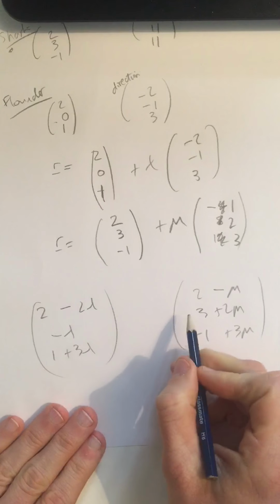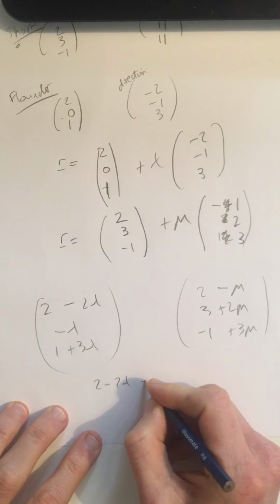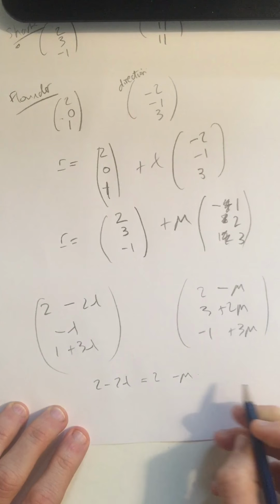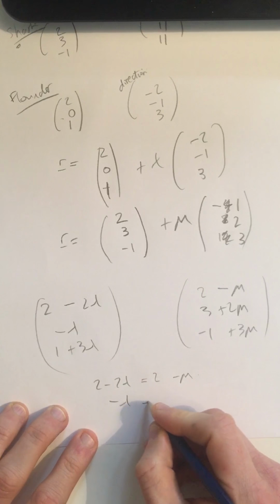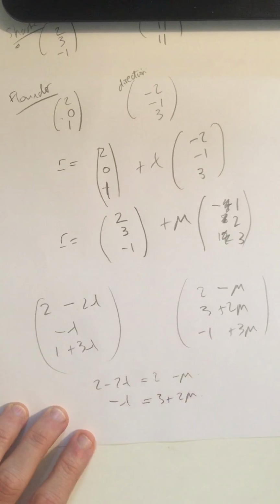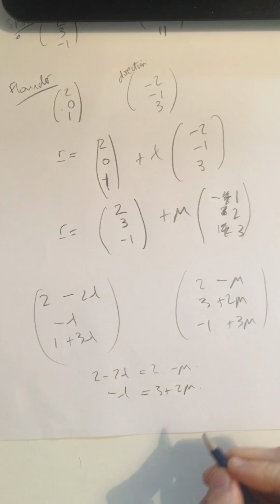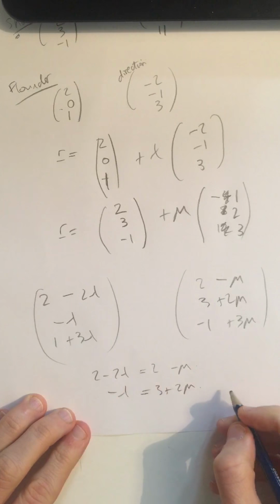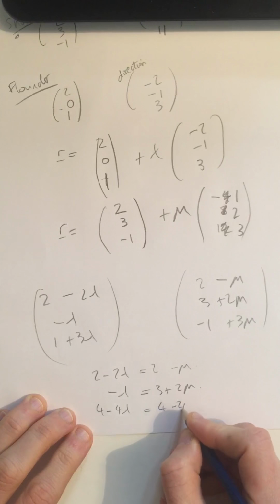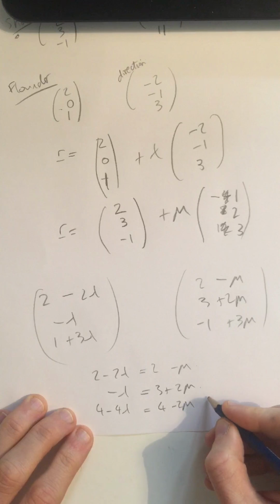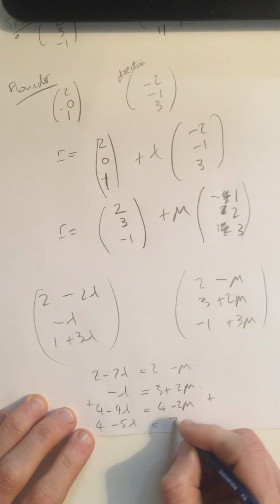Okay, so let's look at the x-coordinates. If they were to intersect, then 2 minus 2 lambda would have to equal 2 minus mu, for the x-coordinates to be the same. And for the y-coordinates to be the same, minus lambda would have to equal 3 plus 2 mu. If we solve those equations simultaneously, so if I times the top equation through by 2, then I would get 4 minus 4 lambda equals 4 minus 2 mu. Then add these two things together. Then I will get 4 minus 5 lambda equals 7.